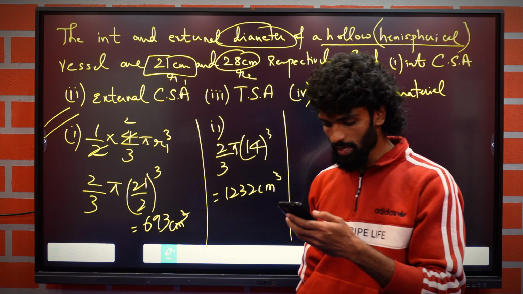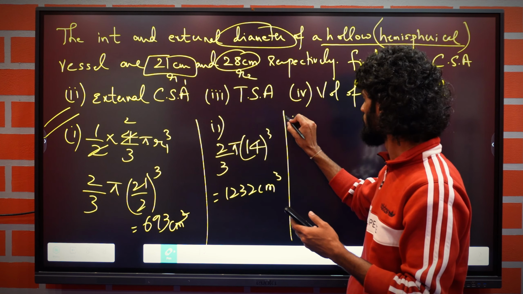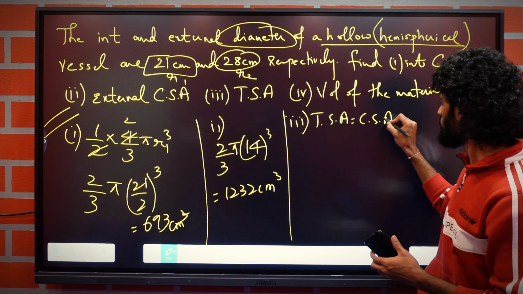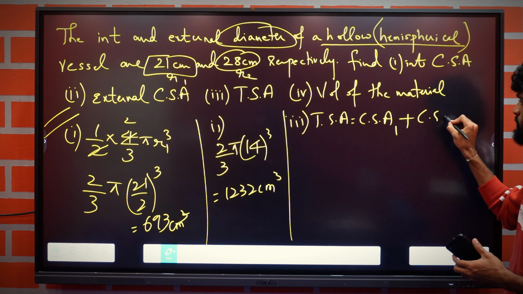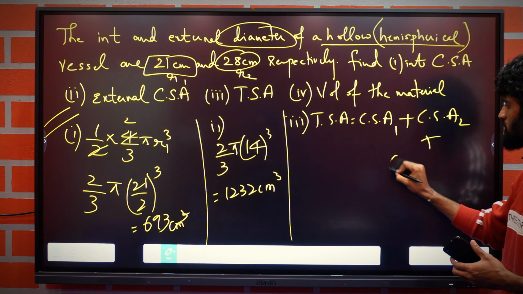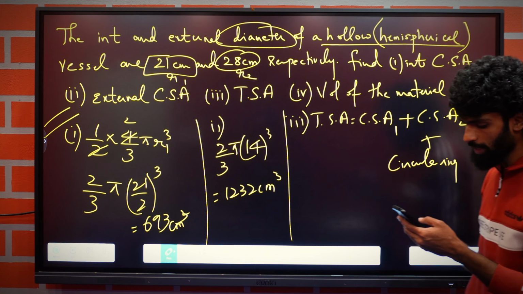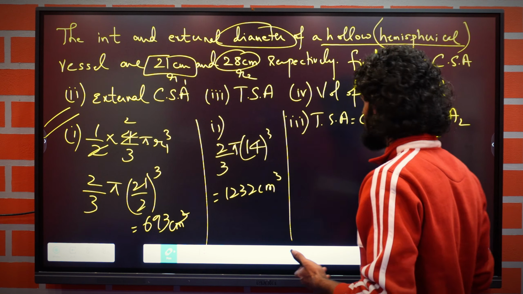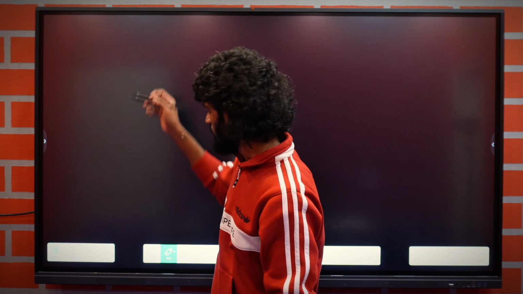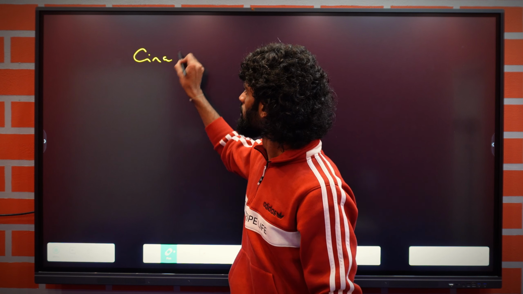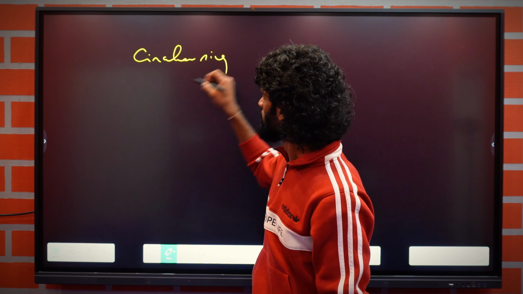Now, to find TSA, as I told you, TSA requires 3 parts. What are the 3 parts? I require curved surface area 1, which I know, curved surface area 2, which I already know, plus the circular ring. Which means I'm supposed to find the area of the circular ring. Now, obviously, it's a circular ring, no? So, finding it is actually very simple.